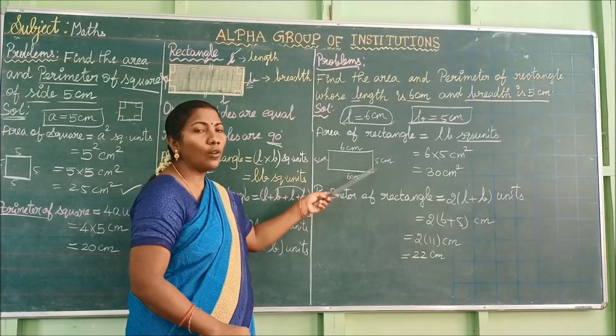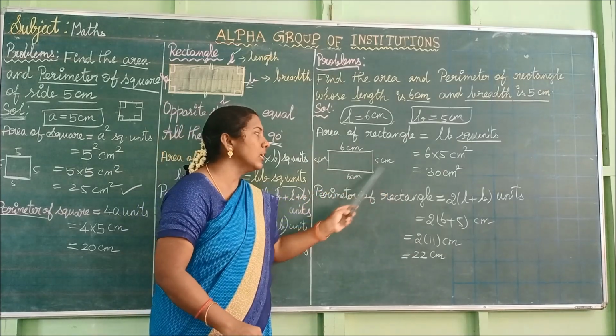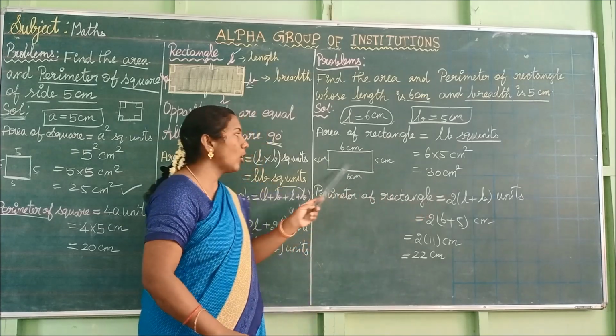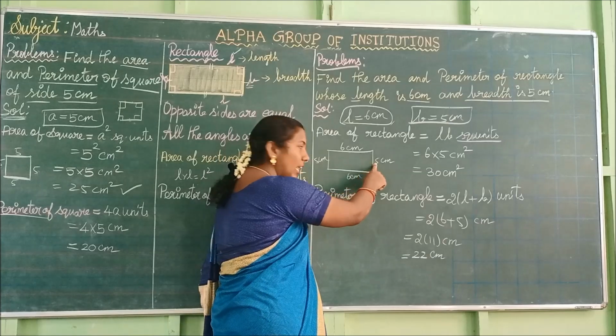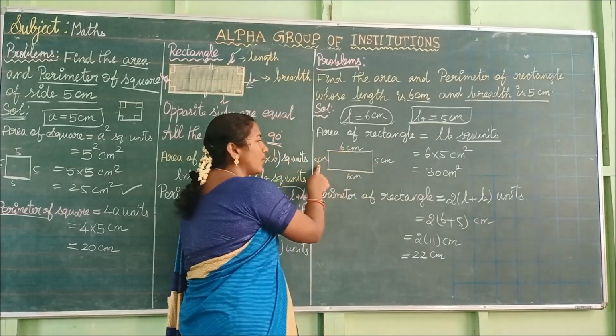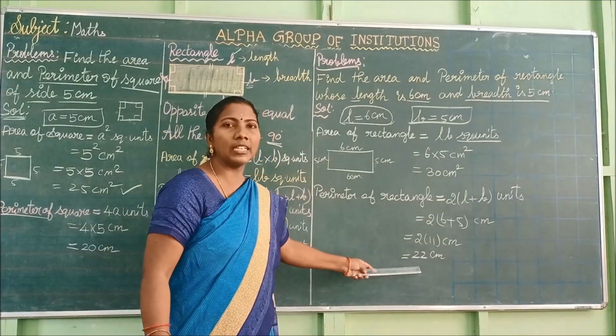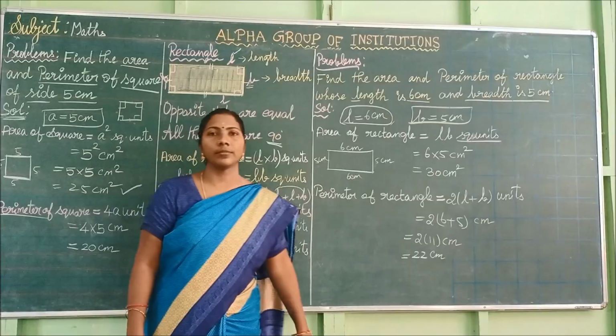Let us check the area of the rectangle. Side into side. 6 into 5, 30 centimeters square. Now we are going to check the perimeter of this rectangle. 6 plus 5, 11. 11 plus 6, 17. 17 plus 5, 22. Thus we get the answer 22 centimeter. I hope you all understand.